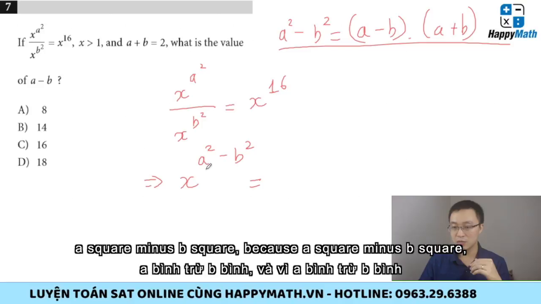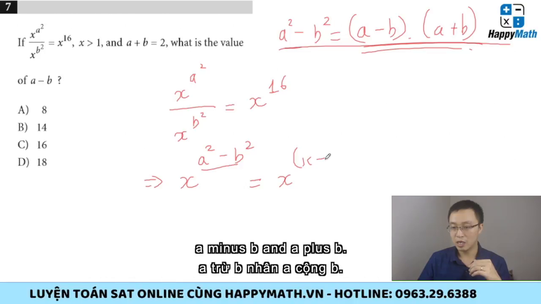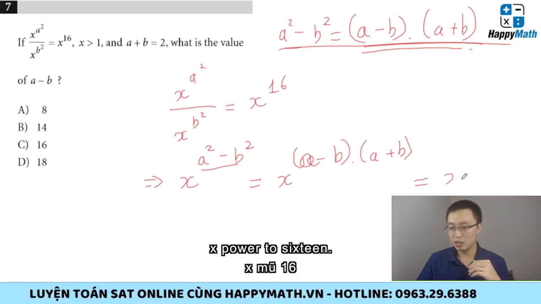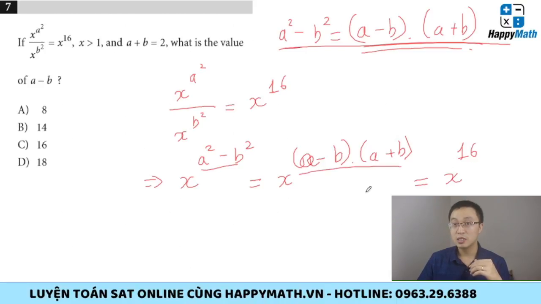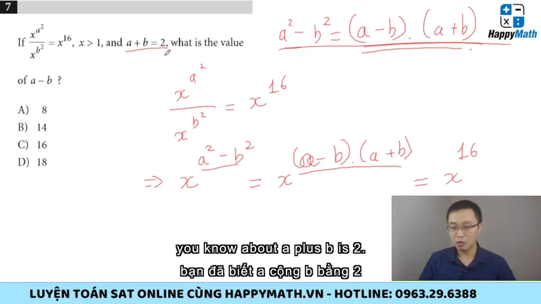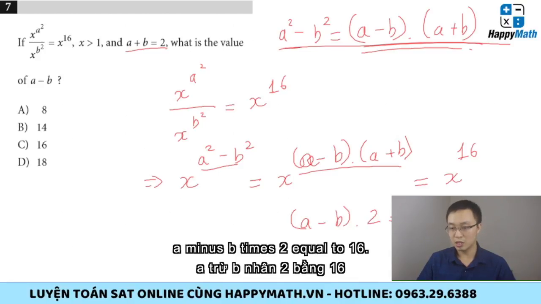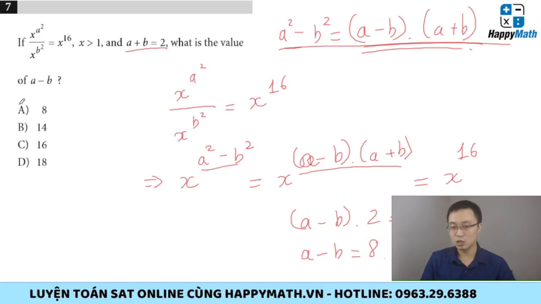With a squared minus b squared, you have this form, and it will be factorized as (a - b) times (a + b). So it's equal to x to the power of 16. So x to the power of 16 corresponds to this one. And you know a plus b is 2. So (a - b) times 2 equals 16. And that's why you got a minus b equals 16 divided by 2, I mean 8. So the answer of this question is A.